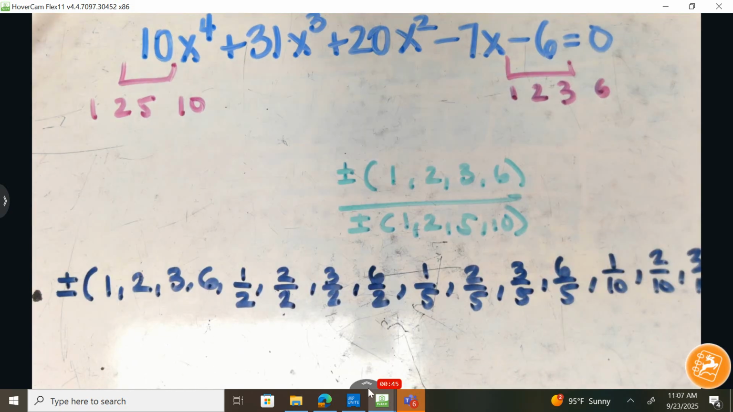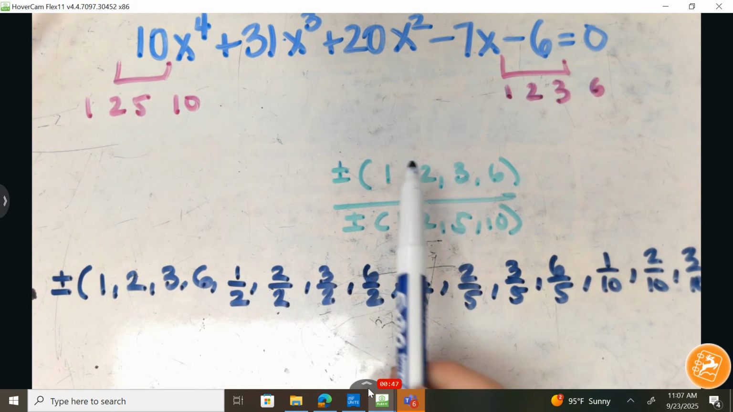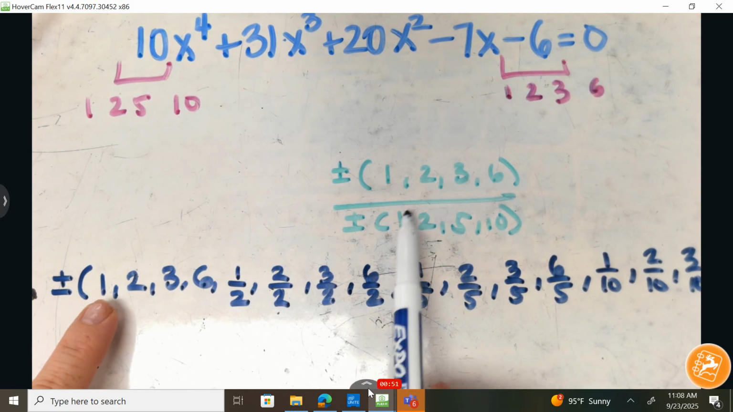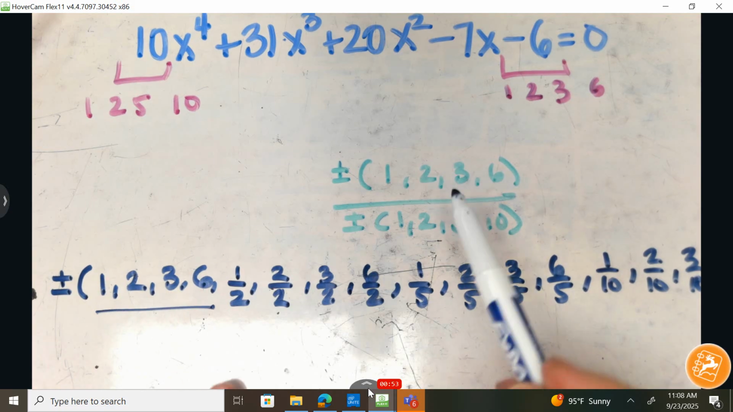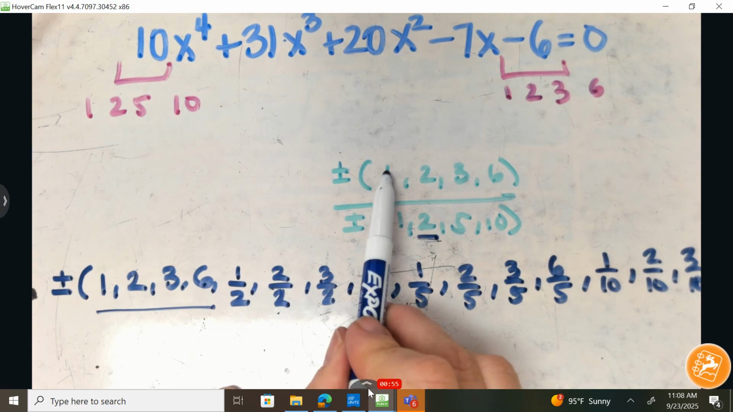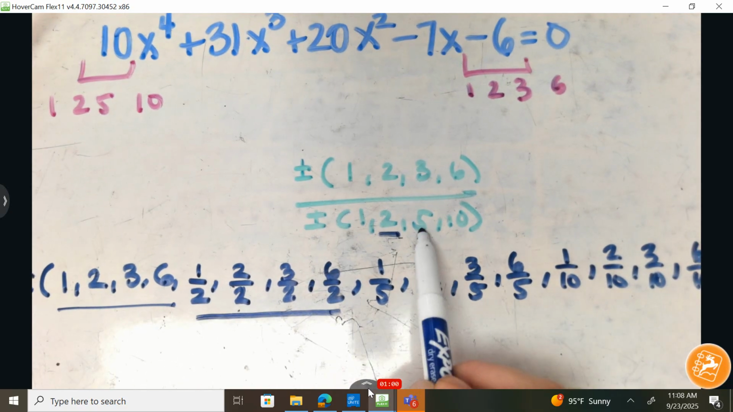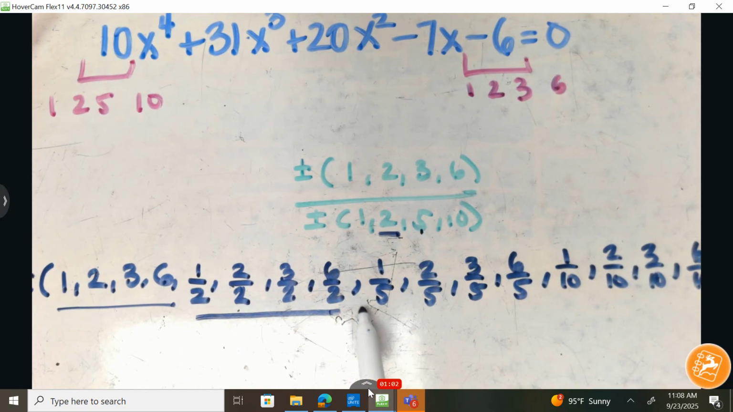Before reducing, I've listed all the possible rational roots. Now, how did I do this? I did 1 over 1, 2 over 1, 3 over 1, and 6 over 1. And then I did the same thing using 2 as the denominator, 1 over 2, 2 over 2, 3 over 2, and 6 over 2. Same thing with 5, 1 over 5, 2 over 5, 3 over 5, and 6 over 5. And then lastly is 10, so 1 over 10, 2 over 10, 3 over 10, and 6 over 10.